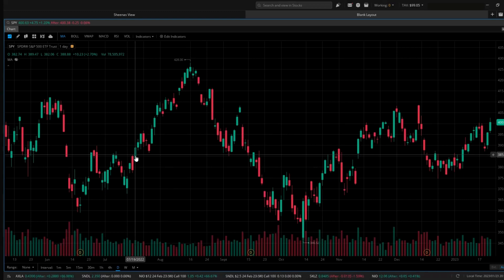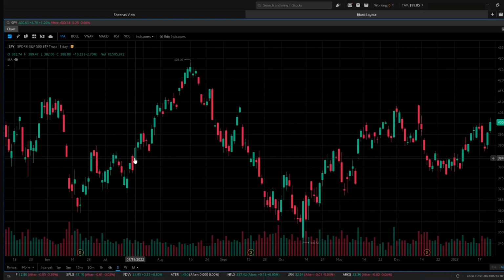So I can safely say that for this particular candlestick, and this is on the daily chart, as we look down here, for the day, I can say that the SPY opened at $382.74. It reached a low of $382.06. It reached a high of $389.47, and it closed at $388.88.